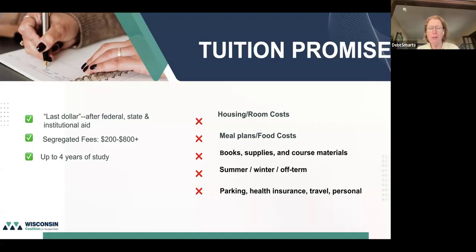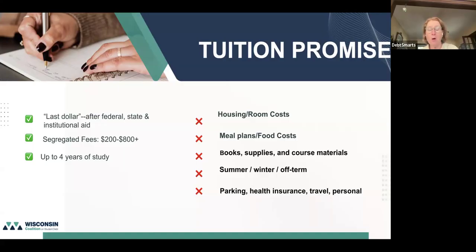But for those students, if they fill out their FAFSA, the promise is last dollar. So again, you're going to apply federal, state, and institutional aid, and then anything that's left for tuition costs, that's what this promise will cover. It does also include segregated fees. For Wisconsin institutions, those are fees that are added on top of the tuition, and they vary by the institution. They could be anywhere from $200 to $800 or more. I talk to students who don't realize that these fees are going to be tacked on until they get their tuition bill. So it can be something significant that needs to be covered.